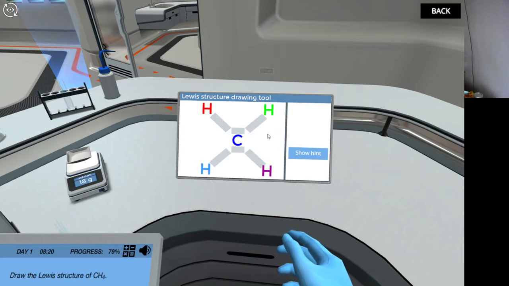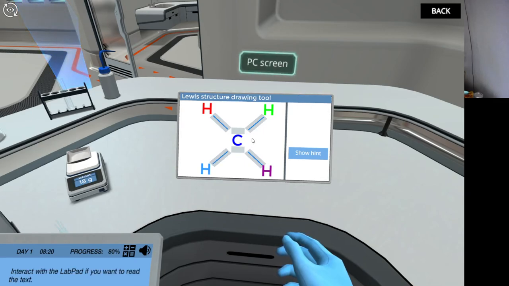CH4. So, what was it? C had 4, H has 1, and C wants to get to 8. So they're all going to share. This is the structure of methane. It has 4 single bonds. Did you know that methane is a potent greenhouse gas and the main component of natural gas?